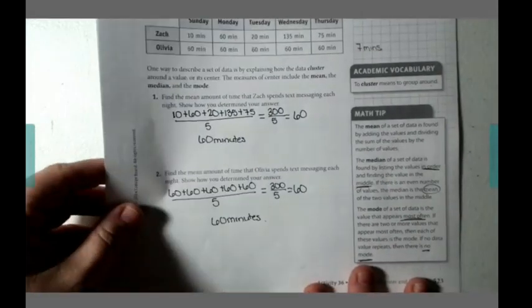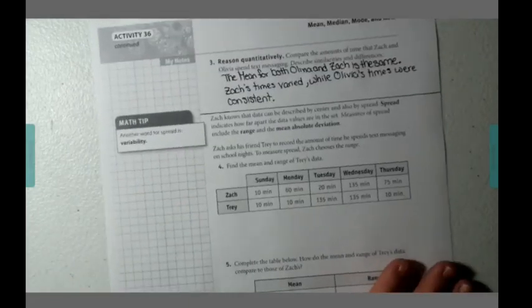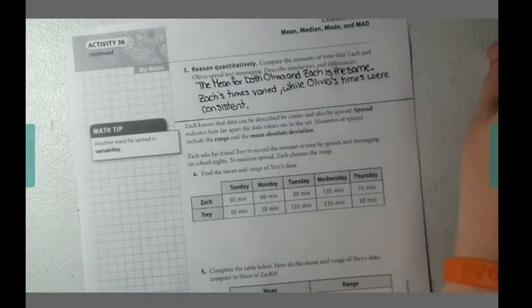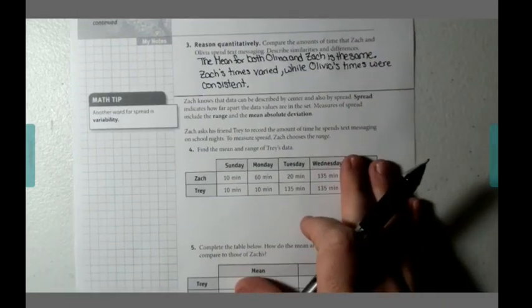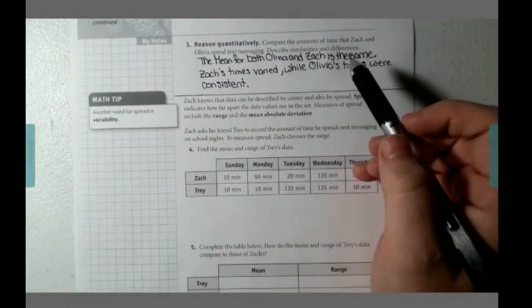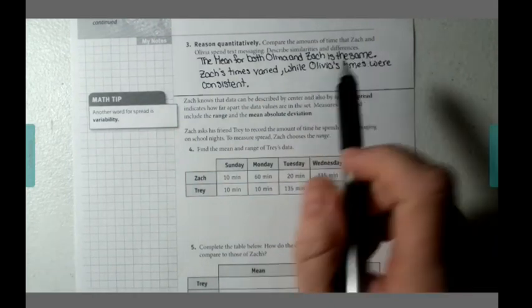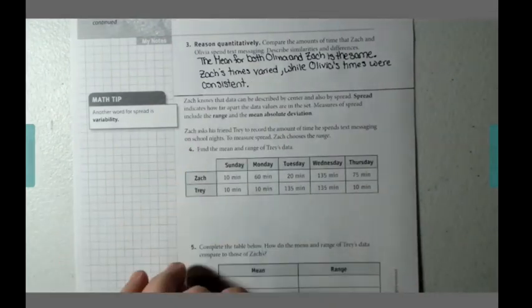The key question that you should have been looking at here is number 3. It says, compare the amounts of time that Zach and Olivia spend text messaging. Describe similarities and differences. Well, the mean for both of them was the same. They both had 60 minutes.